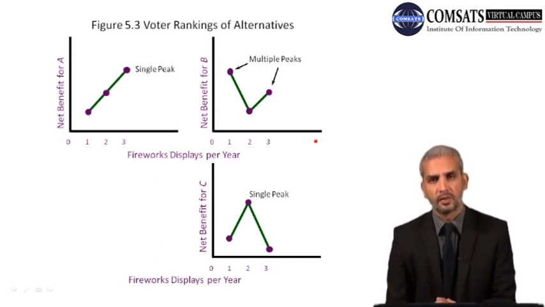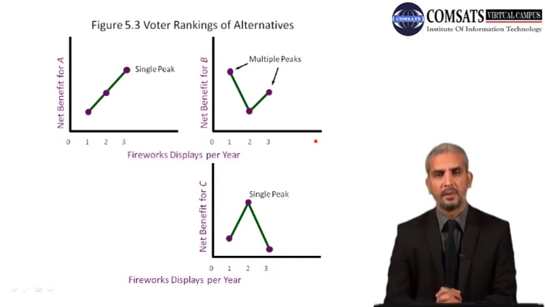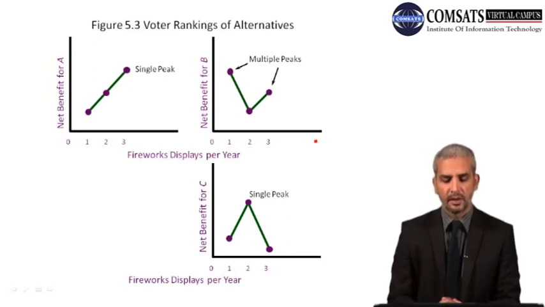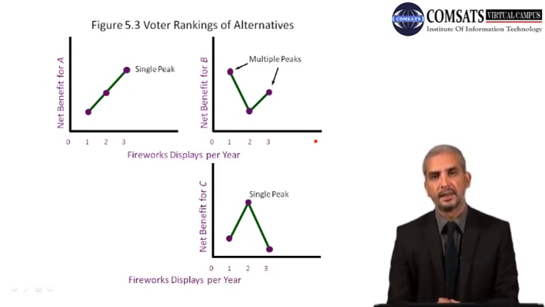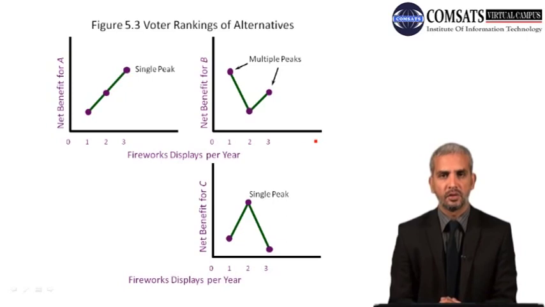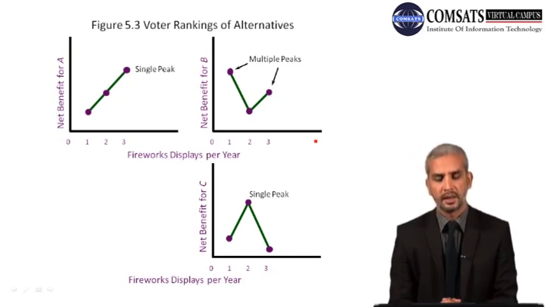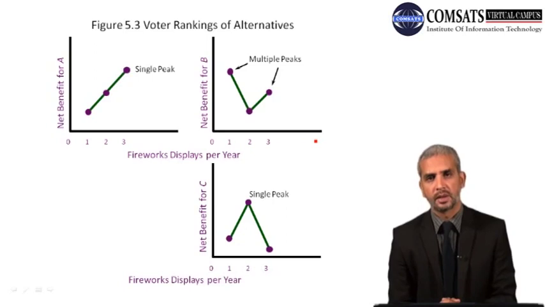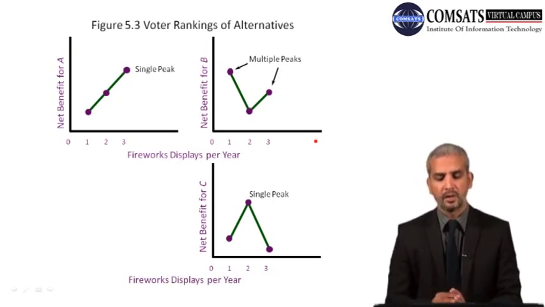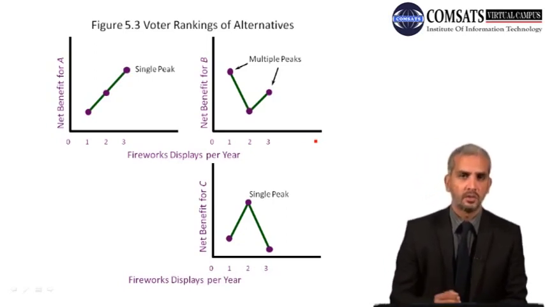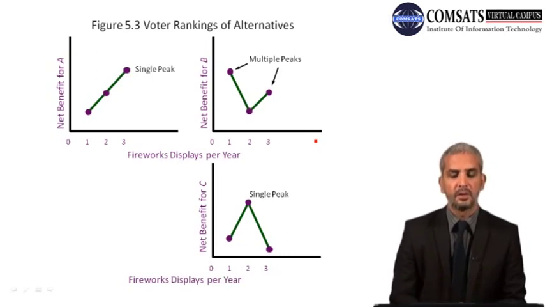Now come down to individual C, on the bottom right of the slide being displayed. Net benefit for individual C was highest at maybe 2 fireworks per year. So that represents that his first choice was 2 fireworks per year, his second choice was 1 firework per year, and his last choice was 3 fireworks per year. This scenario also shows his first choice was in the middle, and there is a single peak to it.